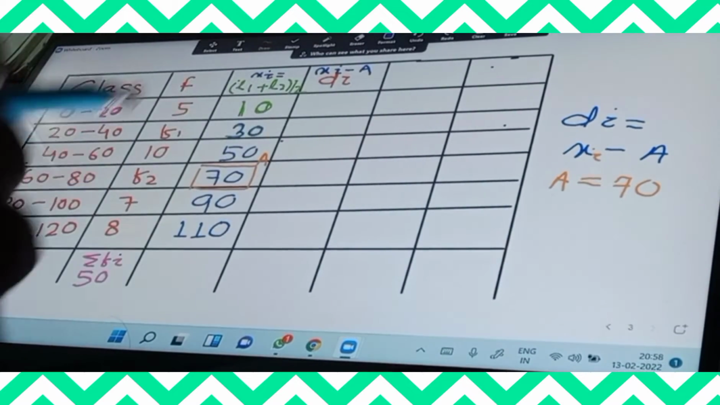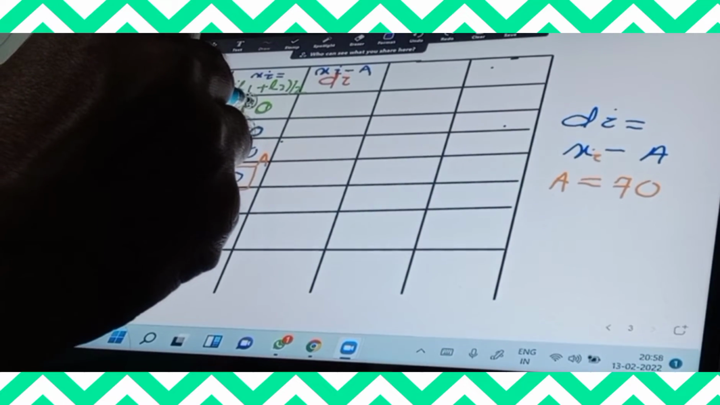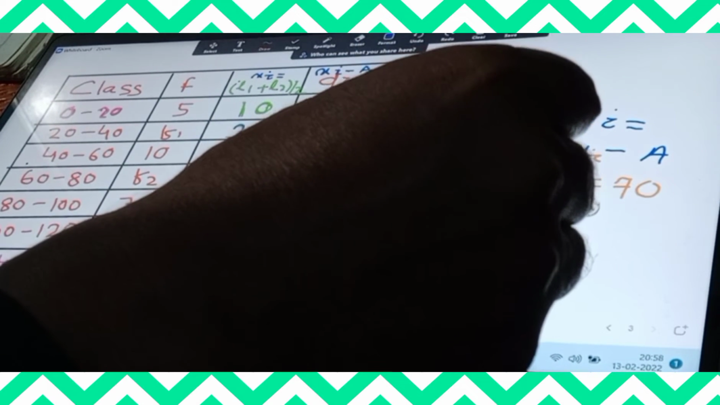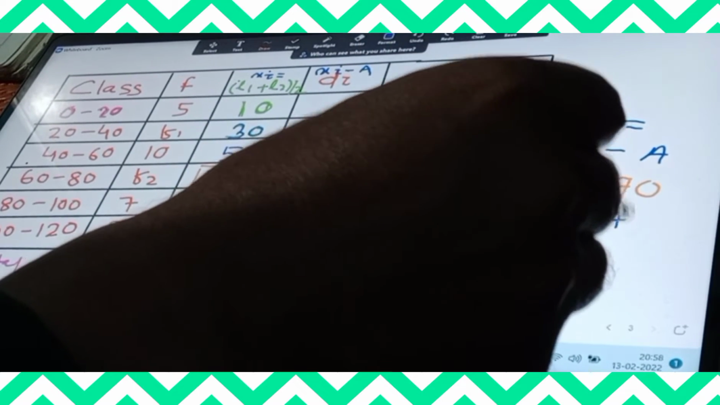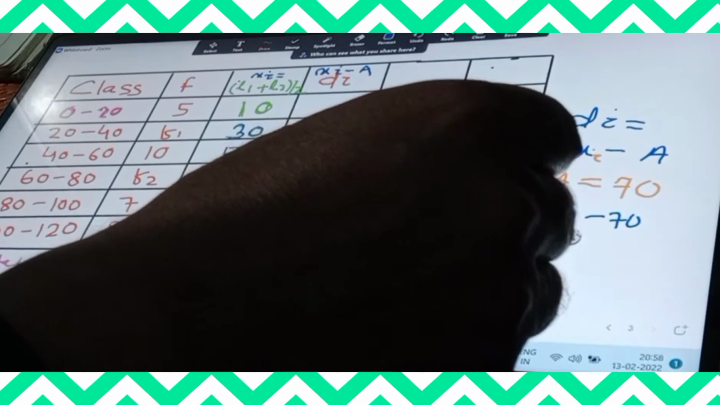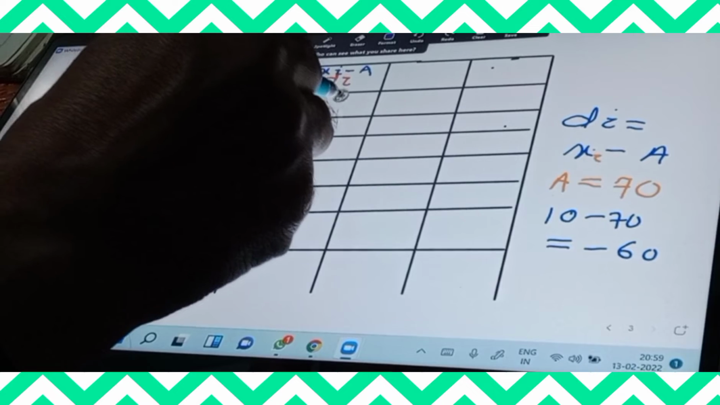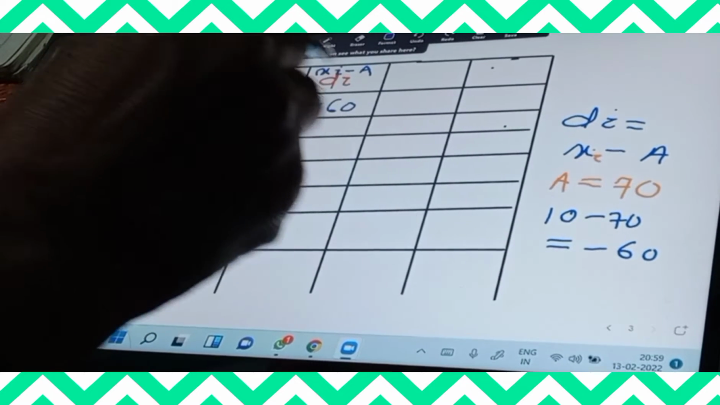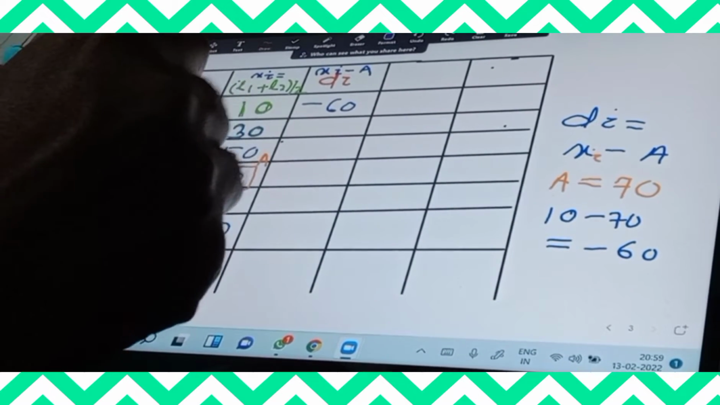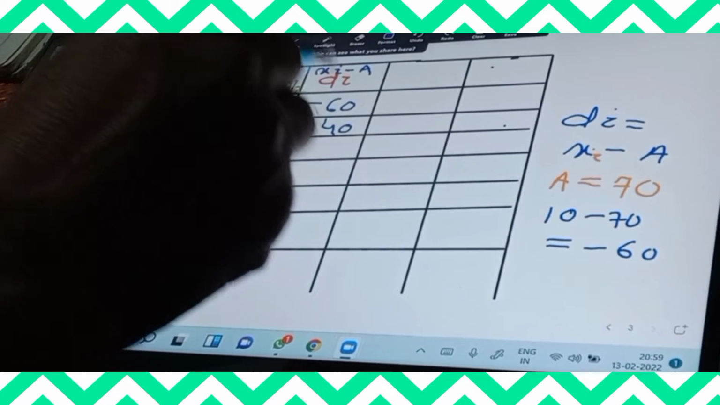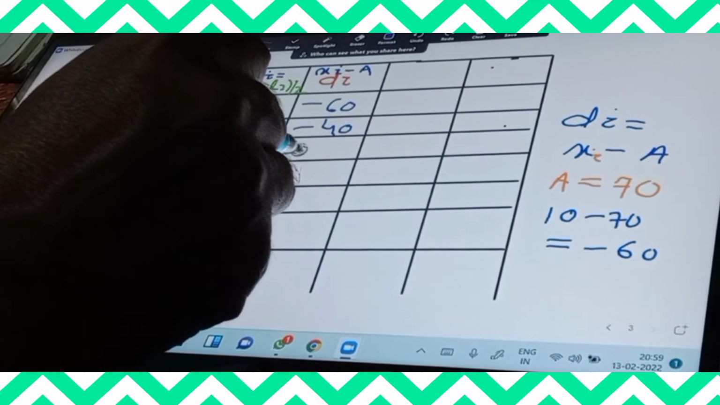Now you see the first class interval's class mark xi is 10, and here you are taking the value of a as 70. So 10 minus 70, how much? It is minus 60. Similarly, 30 minus 70 is minus 40, and 50 minus 70 is minus 20.